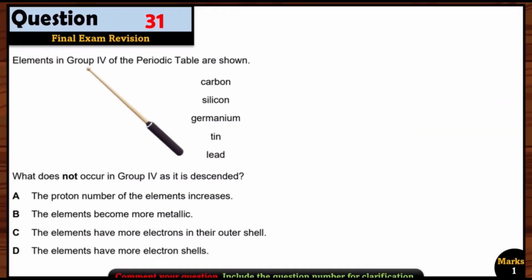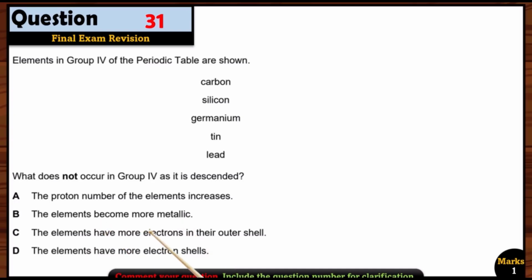Question 31. Elements in group 4 of the periodic table are shown: carbon, silicon, germanium, tin, and lead. What does not occur in group 4 as it is descended? Let's see. The proton number of the element increases. Yes, because if you move down the group, of course, the proton number will increase. The elements become more metallic. Yes, that's also right. If you go down the group, even if they are non-metals, the metallic properties increase and non-metallic properties tend to decrease.